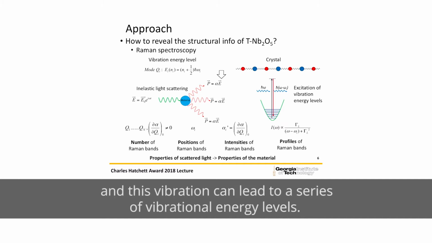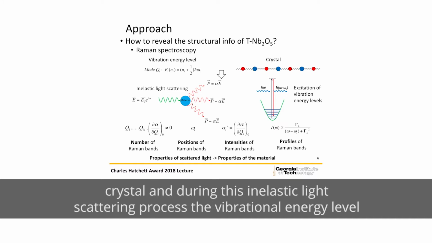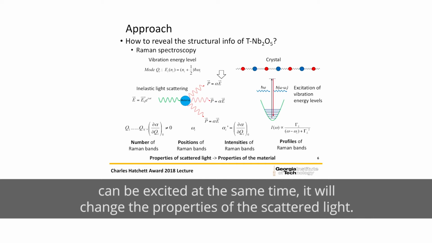And this vibration can lead to a series of vibrational energy levels. Raman spectroscopy is based on the inelastic scattering between light and the crystal. During this inelastic light scattering process, the vibrational energy levels can be excited. At the same time, it will change the properties of the scattered light.